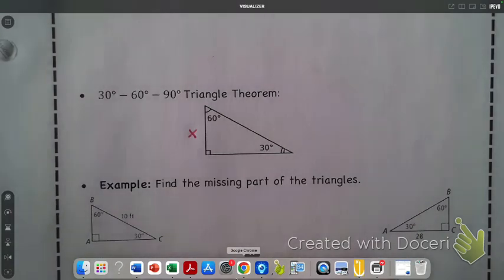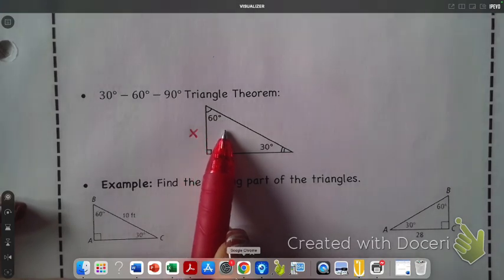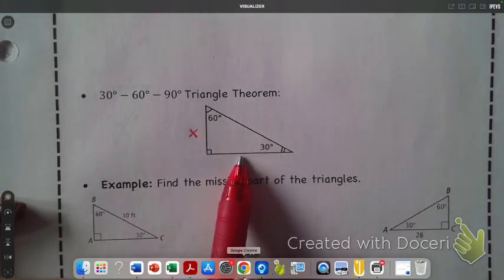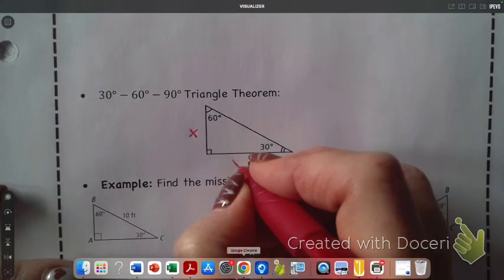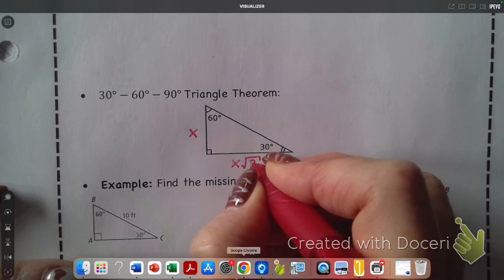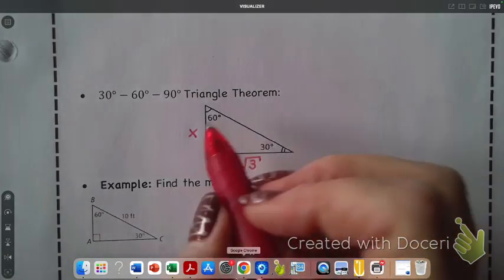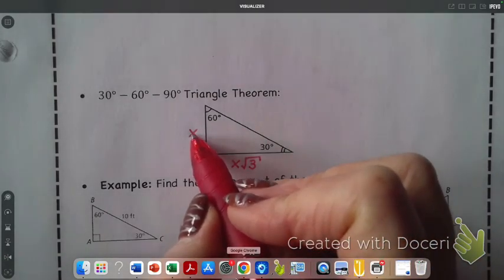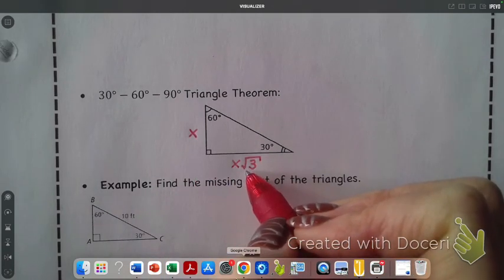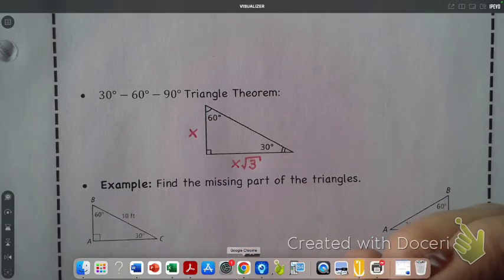Across from the 60, put your finger where? There. It is x square root of 3. Now, we've learned the shortest side is across from the smallest angle, yes? So I've said this is 1, and if x is 1, that makes this just square root of 3, correct? Is square root of 3 bigger than 1? Yes. We don't know what it is, but we know it's bigger than 1.